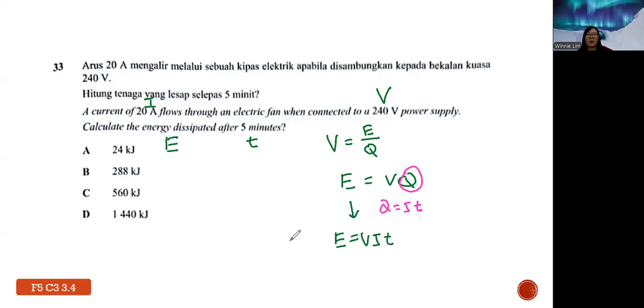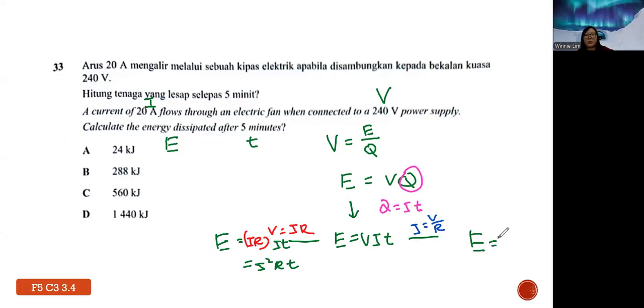Then from here, you can further get 2 more formulas for energy by substituting either V equals IR or I equals V over R. If you do so, then we will have what? V equals IR times It. So finally, you have I squared Rt. Or I can also have E equals V, but I make I become what?